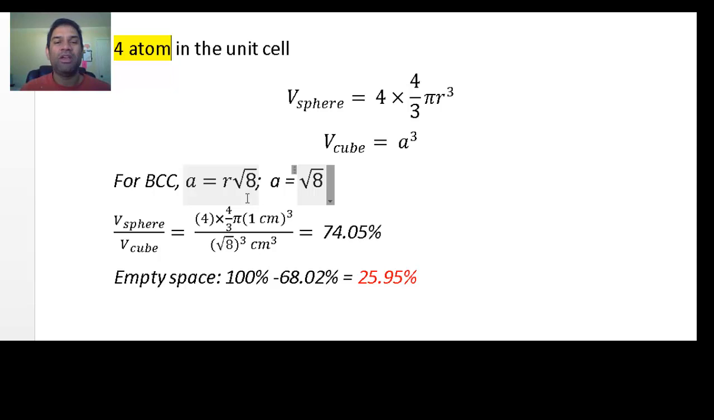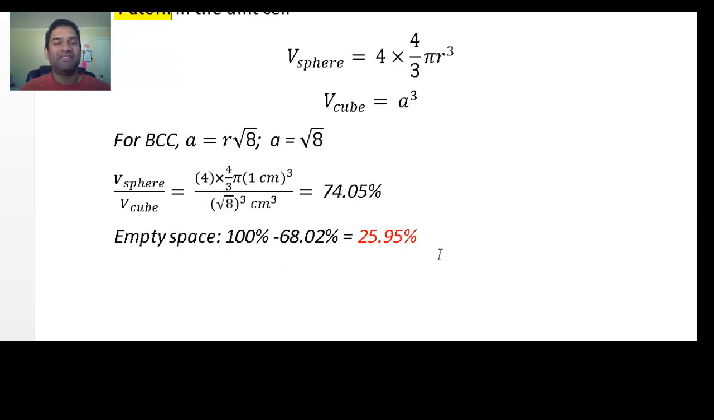We just looked up that equation. R is 1, so square root of 8 cubed. Don't forget, you cube the units, so centimeter cubes cancel. I'm getting 74.05%, and the empty space is 100% minus that, so it's 25.95.